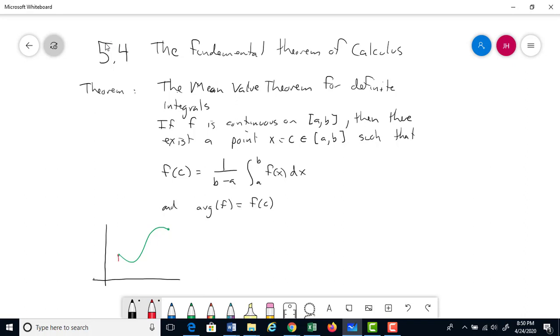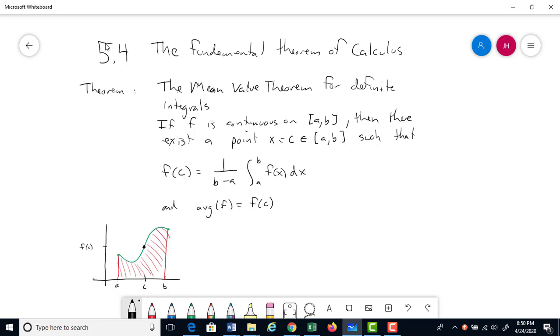And I know I can find the area from a to b, and that area is the definite integral. So this area under the curve is the integral from a to b of f of x dx. Now, this is a, this is b. Now what this says is there exists a c inside here, so there's some x equal to c, let's call it right here. And this point right here is going to be equal to f of c.